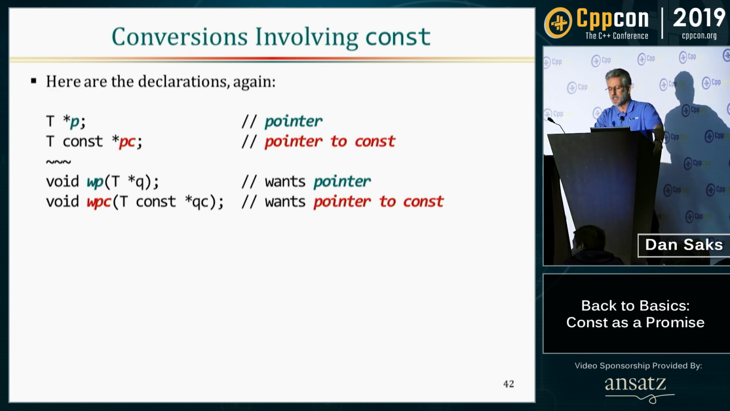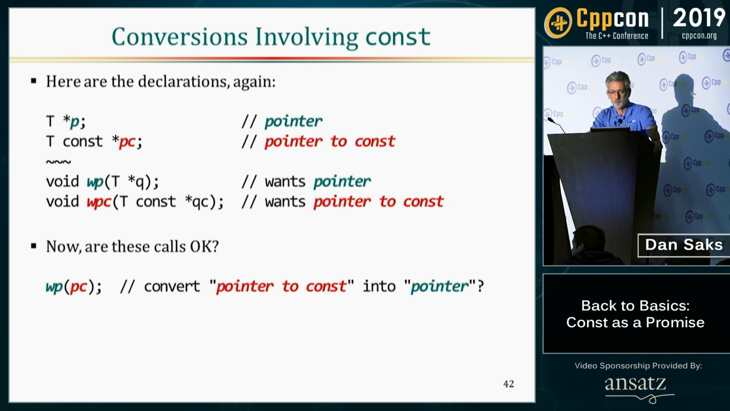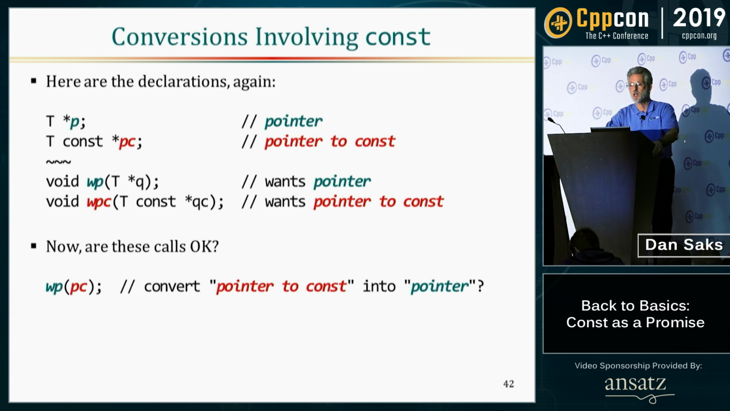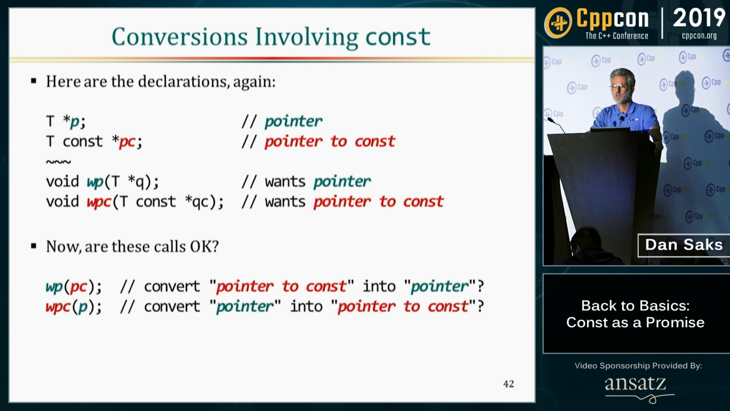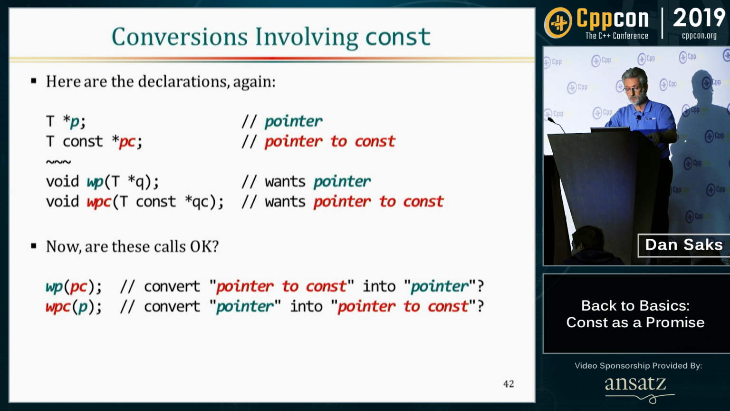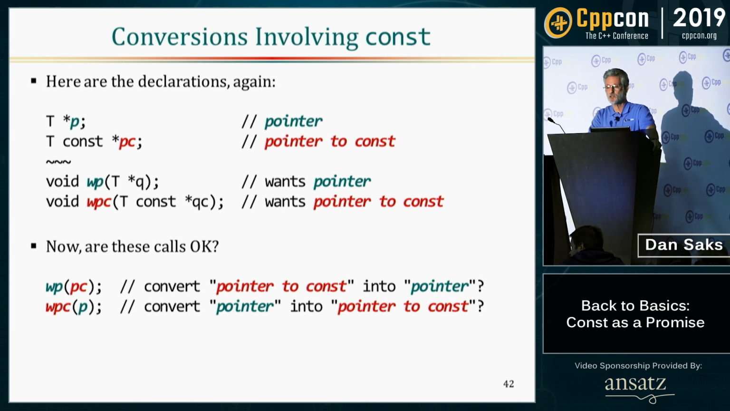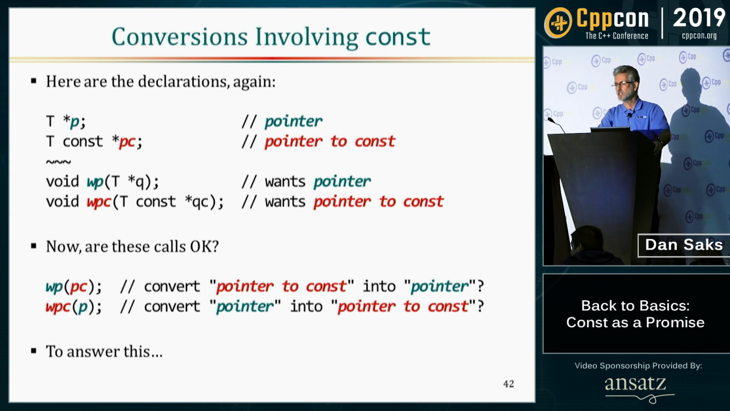Here those declarations are again. This is the challenging question. Can I call wants-pointer and pass it a pointer to const? That involves a conversion of converting a pointer to const into a pointer to implicitly non-const. How about this one? I have something that wants a pointer to const, and I give it a pointer. Can I do that? And the answer is one of them will compile and the other one will not. But this is just a special case of a broad category of problems, which brings us to the title of our talk, which is, don't memorize this.